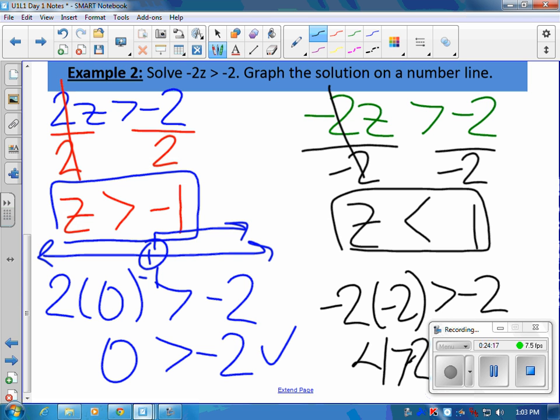Why did I need to flip my sign this time? Ethan? Because the number you were dividing by was a negative. Good. The answer that you get doesn't matter. That doesn't tell you whether you flip the sign or not. It's not whether your answer is positive or negative. It is, what did you do to both sides of the equation? If you multiply or divide by a positive value, everything stays the exact same. If we multiply or divide by a negative value, that's when we flip the sign. Questions about either of those problems?